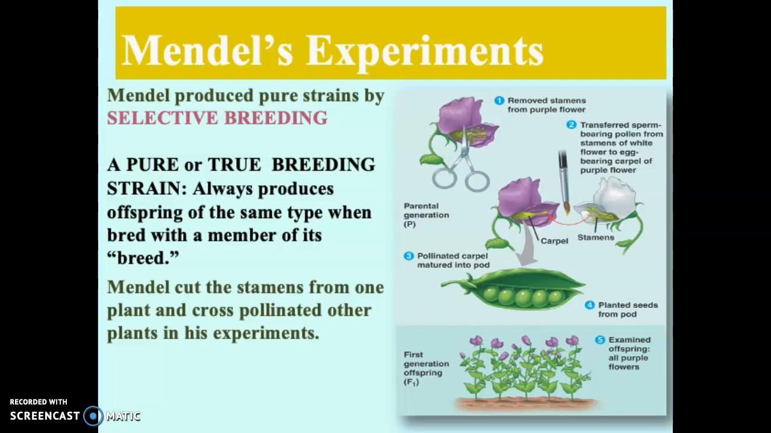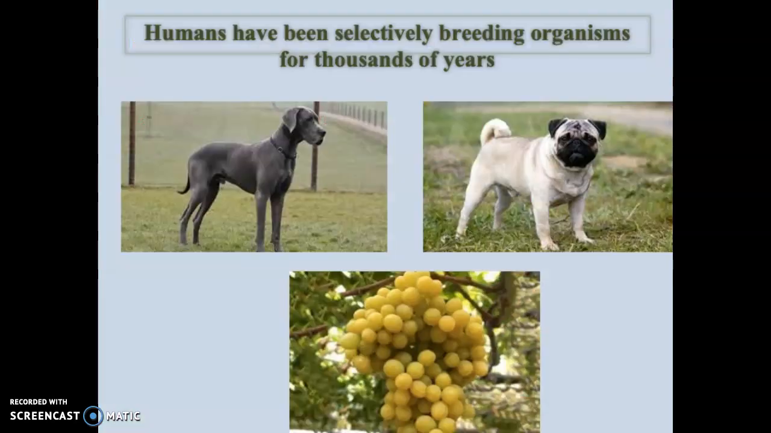And then he did the same exact thing by self-fertilizing white plants as well. So he would take the pollen, mix it with the ovum for a white plant. They would have white offspring. And so then what we ended up having is a pure purple plant and a pure white plant. So this idea is called selective breeding. That is breeding for particular traits.